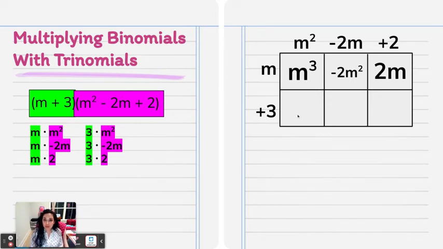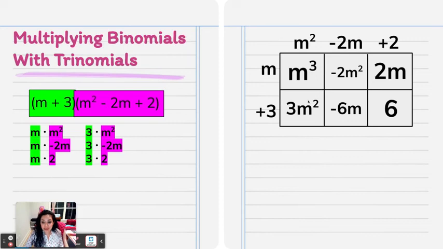What goes in the bottom row first box? You should get 3m squared. What goes in the bottom row middle box? You should get negative 6m. And what goes in the bottom row, the last box? You should get 6.